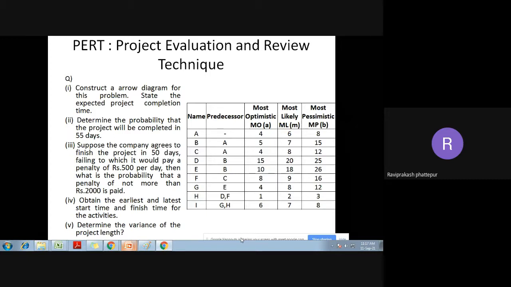Okay, take down this particular table which is there on the side. So name, predecessor, most optimistic. It is also called MO and also denoted as a. Then most likely, ML, denoted as small m. Most pessimistic, MP, denoted by b. Take down this fast, then let me know.